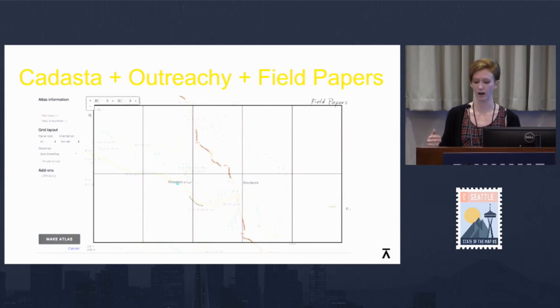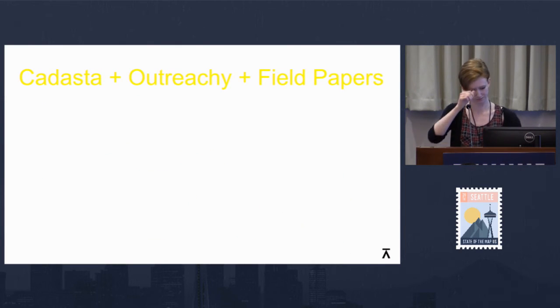You had to sort of drag the map, then drag the grid, then drag the map, then drag the grid. This one behaves a bit more like the lens of a camera. So as you scroll across, the grid goes with you. And we have a lot more plans for field papers.